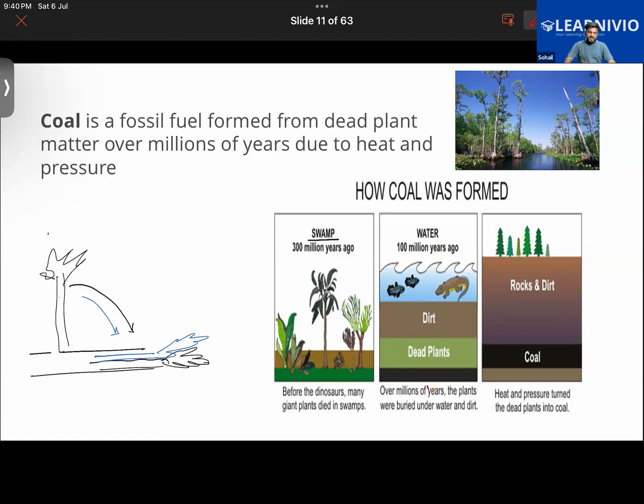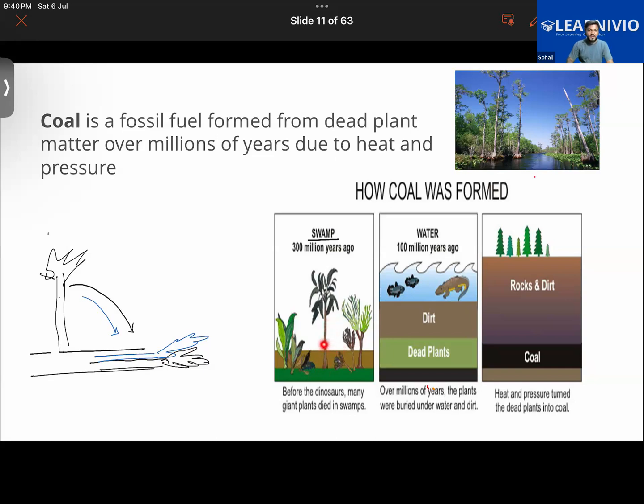See what happens. There were swamps like this that existed millions of years ago, and they are found even today. This is not a picture from millions of years ago. Swamps are areas which are flooded with water every time. Millions of years ago there were giant trees, so big at that time. Giant trees would follow a birth and death cycle. When their life cycle was over, they would die and fall into the water.